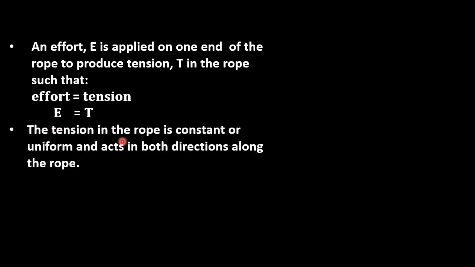So the tension in the rope is constant or uniform and acts in both directions along the rope. When an effort is applied on the rope so that it creates tension in the string, the size or magnitude of the tension in the string is uniform throughout the rope.